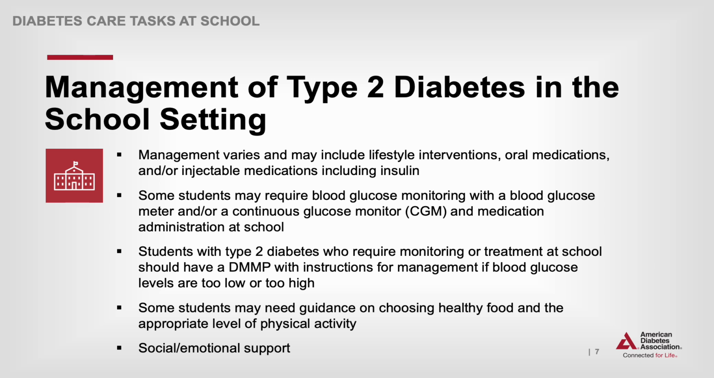Some students may require blood glucose monitoring and medication administration in school, similar to students with type 1 diabetes. However, many others do not. Children requiring monitoring or treatment during the school day should have a DMMP in place. For all youth with type 2 diabetes, school nurses and other school staff can help guide students on choosing a healthy, balanced diet and appropriate levels of physical activity. Social and emotional support should be provided as needed.